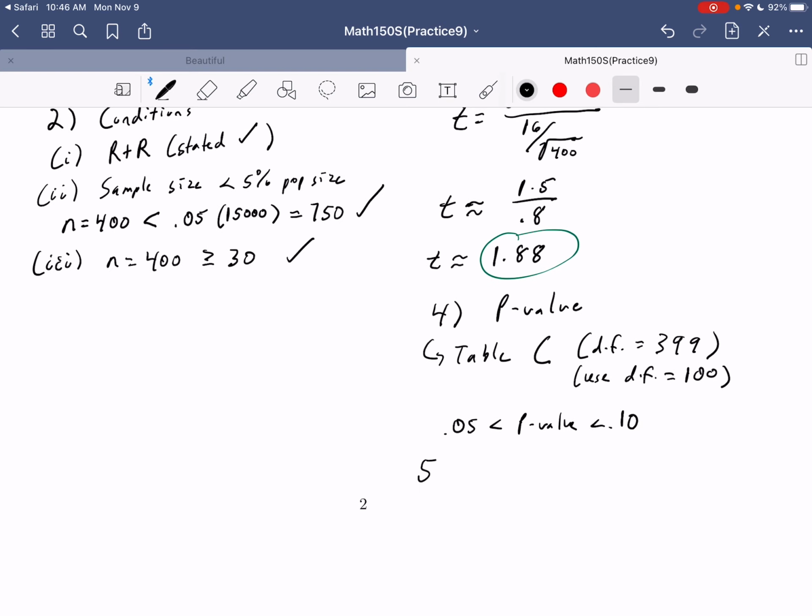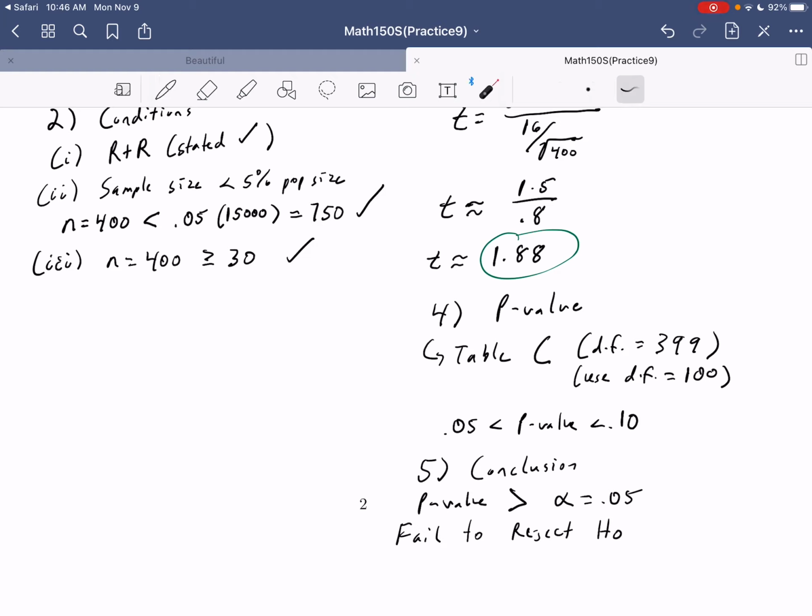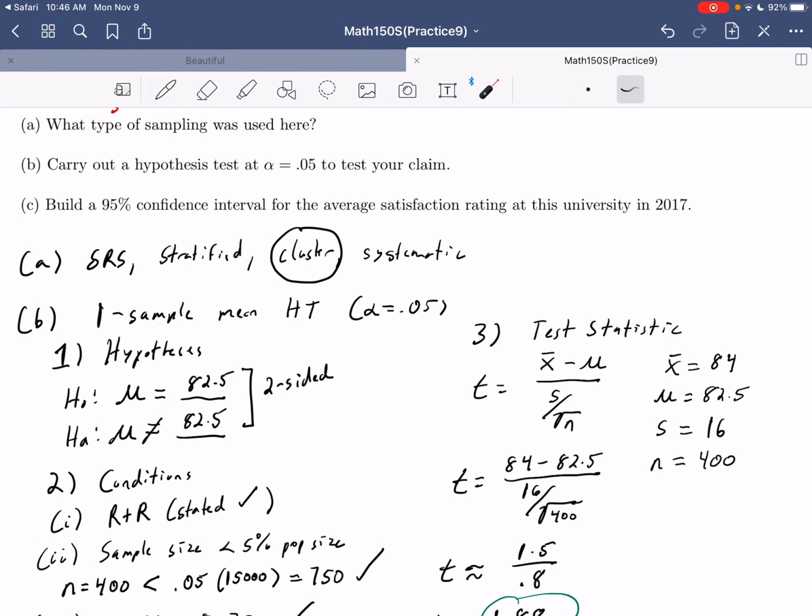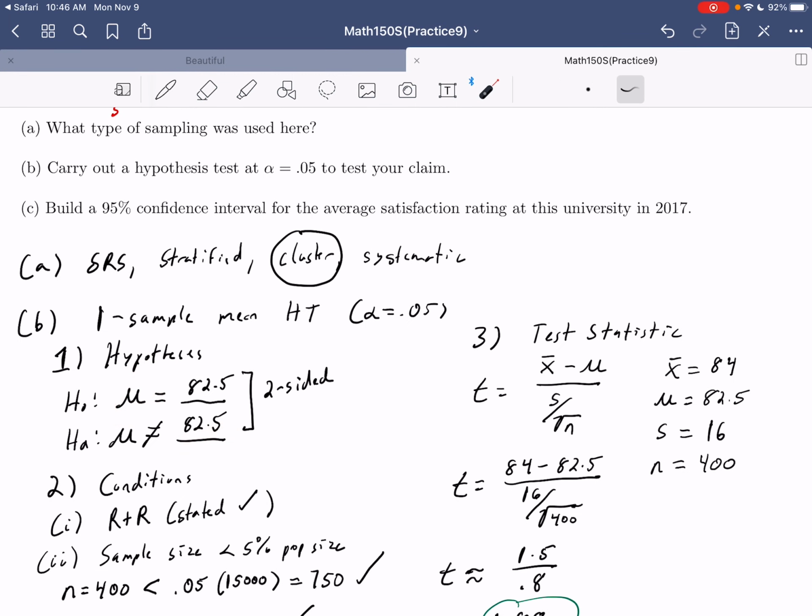All right, let's go ahead and make our conclusion then. So last step, if we take this p-value and we compare it against the alpha of 0.05, well, we know that our p-value is somewhere between 5 and 10%, so it is certainly bigger than 5%. So our p-value here is greater than alpha. What does that mean the statistical conclusion is? Well, that means we're going to fail to reject H0. So remember, failure to reject H0 is the same as failure to find evidence. So we would say no significant evidence for our claim. What was our claim? Well, that the average has changed from 82.5.